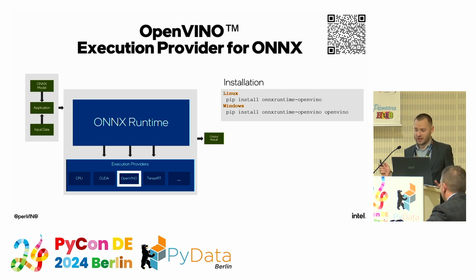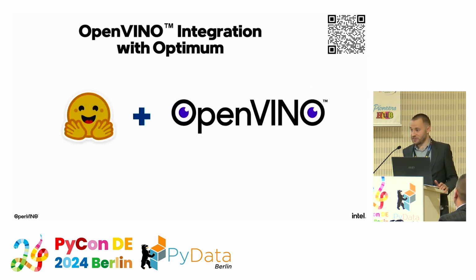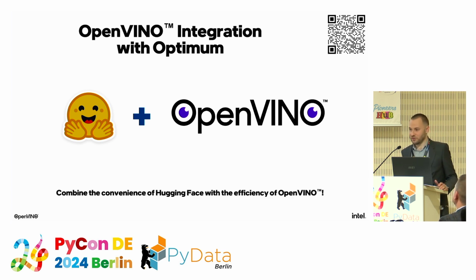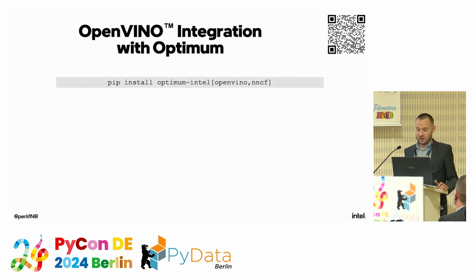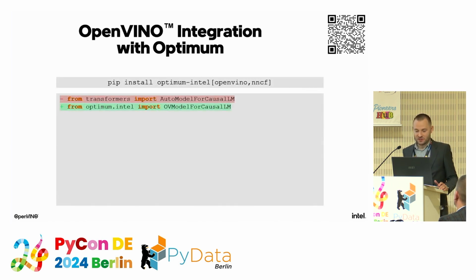And there is one more way. If you like Hugging Face and the Transformers library or diffusers, which are very great, we combined the convenience of the Hugging Face API with the efficiency of OpenVINO, and right now we have Optimum Intel. To use it, let's install Optimum Intel, and then let's replace just 2 lines of code.